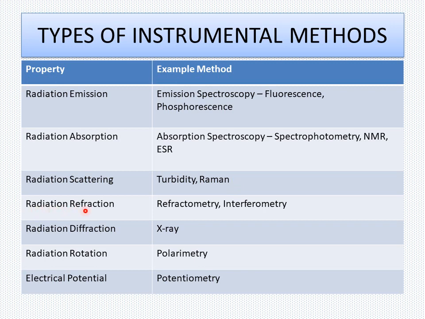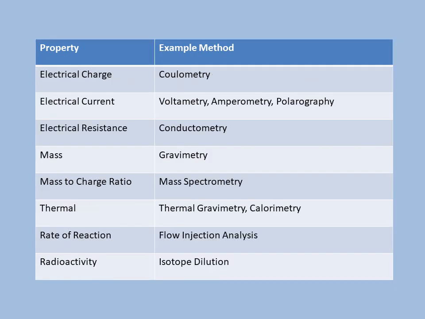Then radiation refraction, so refractometry and interferometry, so it gives us information like this. Then radiation diffraction, and it's being observed in X-ray spectroscopy. Radiation rotation, it's being observed in polarimetry. Then electrical potential, and it's being observed in potentiometry. Electrical charge is being observed in coulometry. Electrical current is being observed in voltammetry, amperometry, polarography. Electrical resistance is being measured in conductometry.